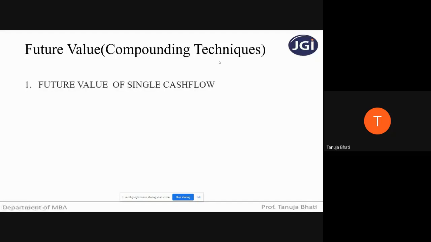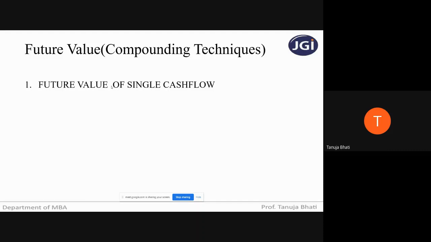Now, future value can be the future value of a single cash flow. First of all, what is the meaning of this? Students, suppose today I deposit a certain amount in the bank. Suppose I deposit rupees 15,000 in the bank, and I want to know what is going to be the future value after 10 years. So 15,000 I'm depositing today in the bank, and I want to know the future value after 10 years if the rate of interest is 10%.